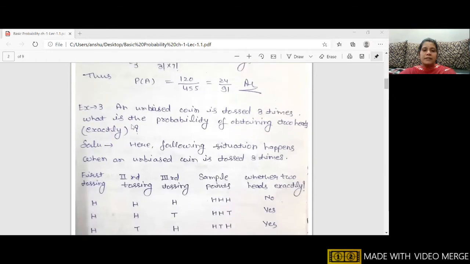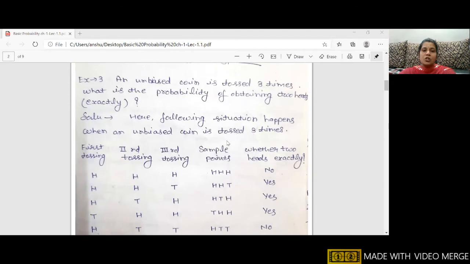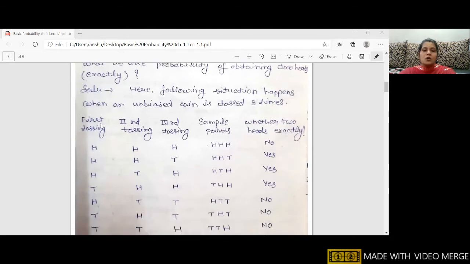Here the third example is: an unbiased coin is tossed 3 times. What is the probability of obtaining exactly 2 heads? The solution: the following situations happen when an unbiased coin is tossed 3 times. First tossing, second tossing and third tossing. First is head, maybe second is head and third is head.